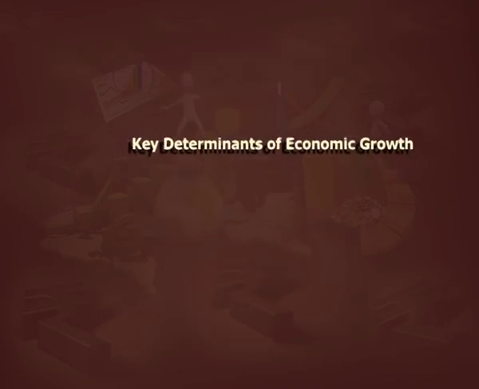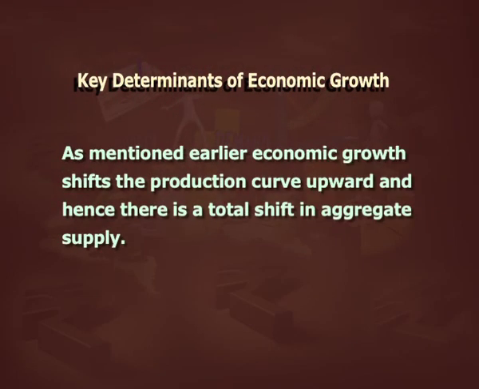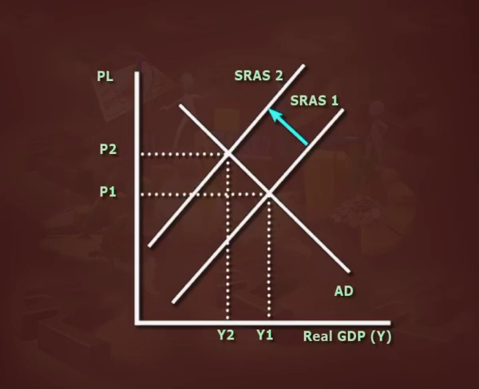Friends, we have understood the key determinants of economic growth. As mentioned earlier, economic growth shifts the production curve upward and hence there is a total shift in aggregate supply. Friends, understand that the change in the supply curve differs in the long run and short run. Aggregate supply is the total value of goods and services produced in an economy. The aggregate supply curve shows the amount of goods that can be produced at different price levels. Hence, we'll understand the factors affecting it in the short run and the factors affecting it in the long run.